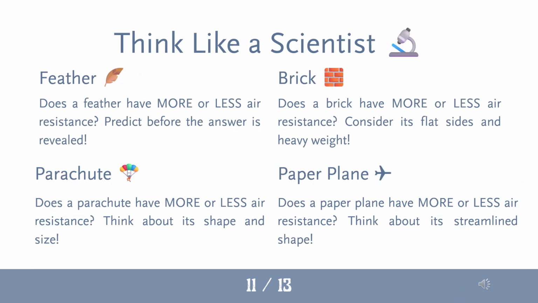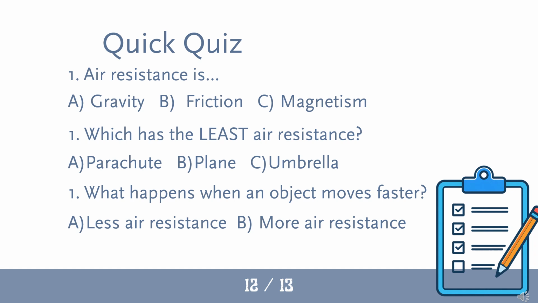Now it's your turn to think like a scientist. Look at each object. Will it have more air resistance or less? A feather, a brick, a parachute, a paper plane, a tennis ball. Pause the video if you'd like some extra thinking time. Scientists often make predictions before doing experiments. That's exactly what you're doing right now. Let's see what you've learned.